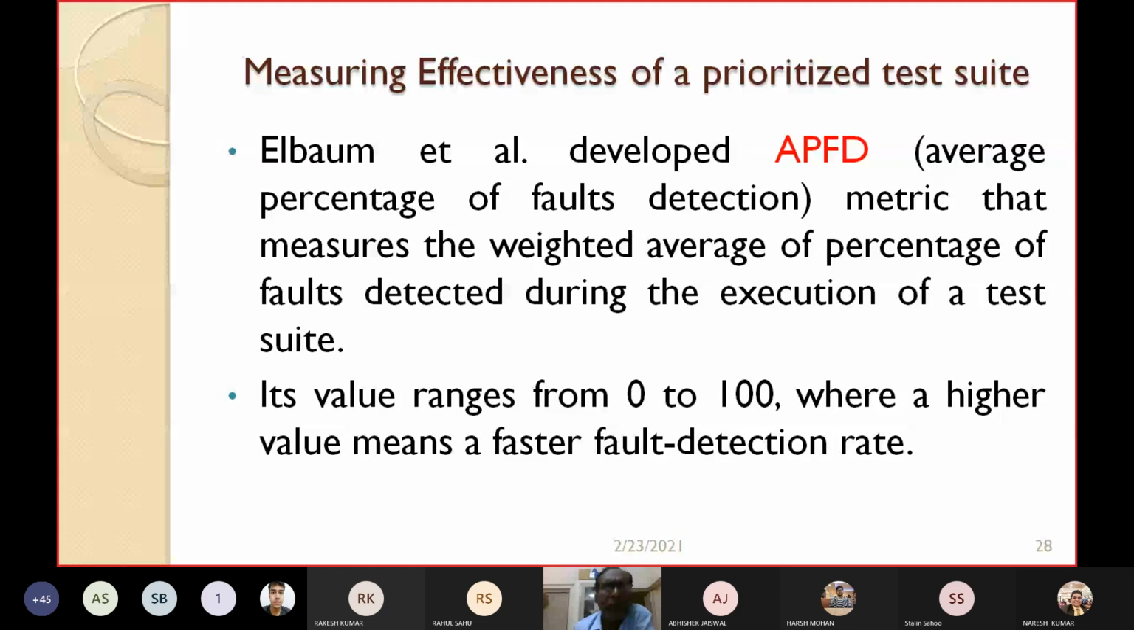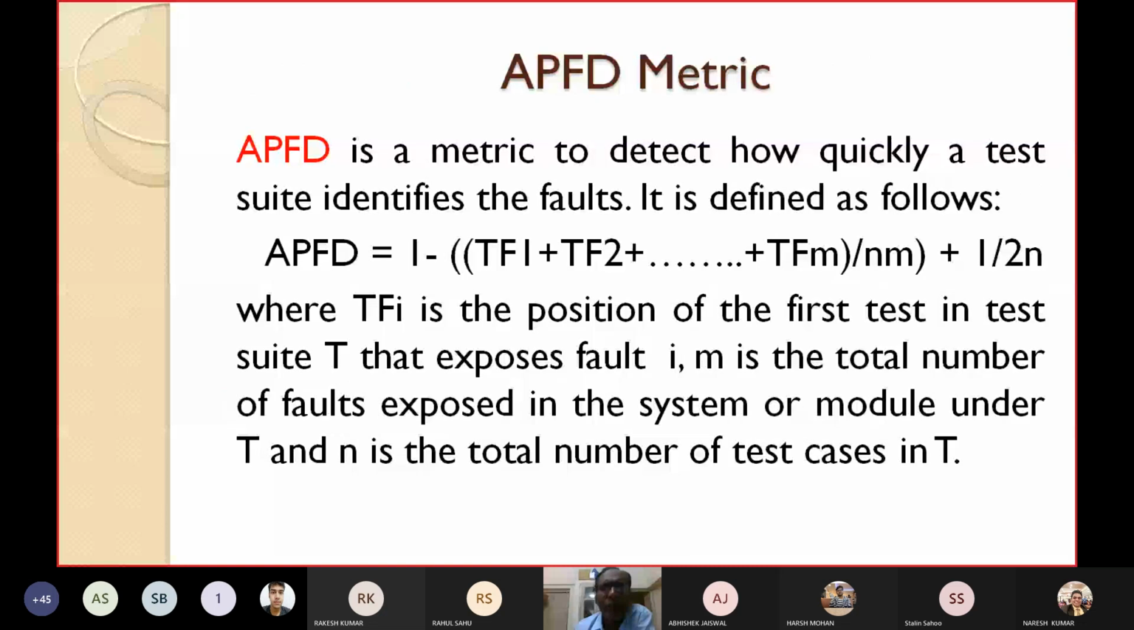FFD is a metric to detect how quickly a test suite identifies the faults. It is defined as follows: FFD is equal to 1 minus (TF1 plus TF2 plus ... plus TFM) divided by N times M, plus 1 by 2N. Please try to understand this, it is important. What is TFi? TFi is the position of the first test in the test suite T.